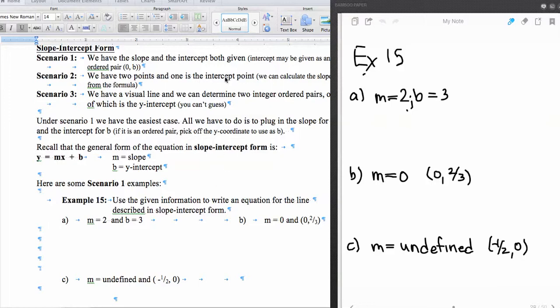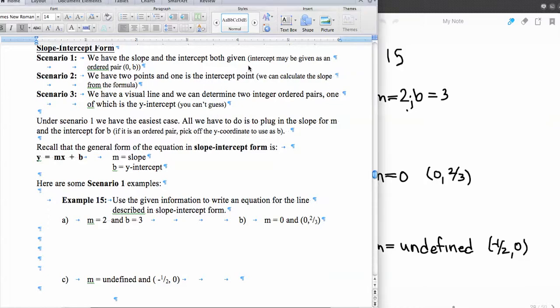So our first thing that we need to realize is that there's three scenarios under which we could use a slope-intercept form to write the equation of a line quite easily. First of all, somebody hands us on a silver platter the slope and the y-intercept, or maybe they give it to us as an ordered pair. And when we do see it as an ordered pair, remember that the x must be equal to 0, and that's what tells us that it is the y-intercept point.